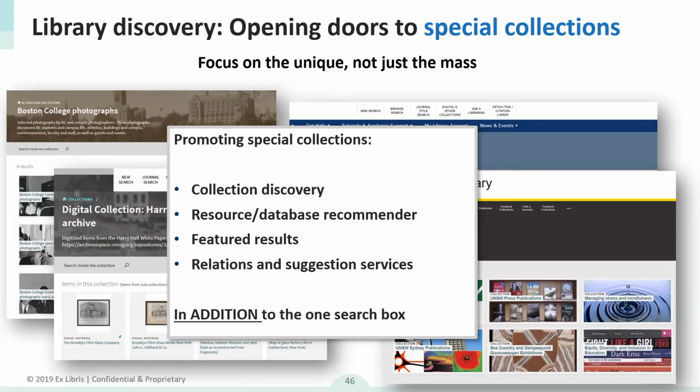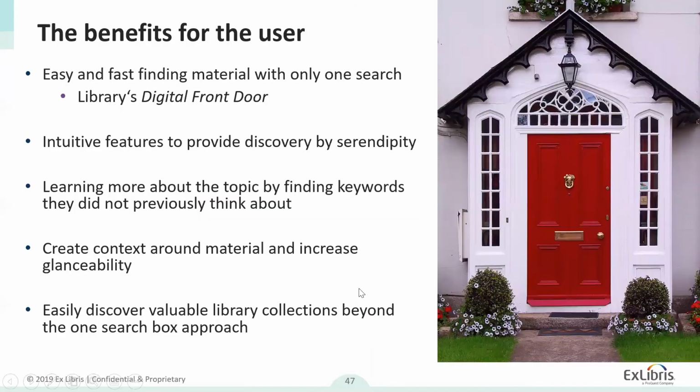And I should also mention here again, it's in addition to the one search box. The single search box is not disappearing or anything. It's in addition to that. But I think these methods are really needed to point out the uniqueness of your collection as much as the mass of material that we want users to find. So this was my last example. I hope I'm not getting through this too quickly now to make up for the time.